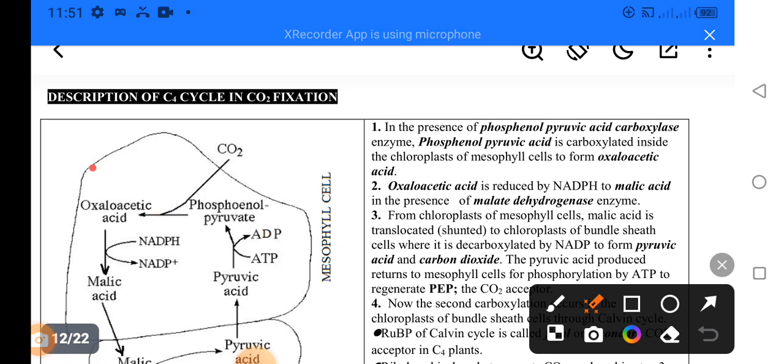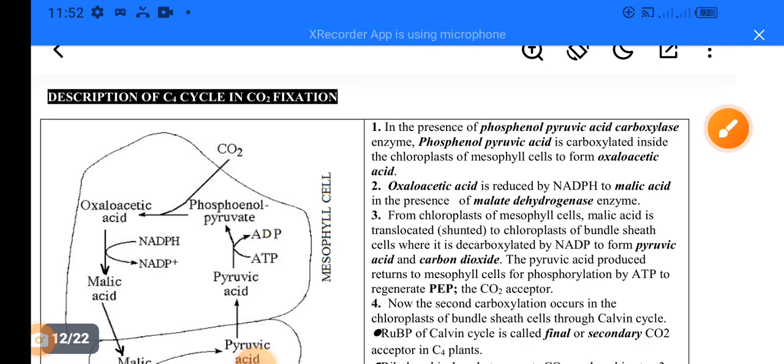This 4-carbon compound is reduced by NADPH to form malic acid in the presence of the malate dehydrogenase enzyme. Then this malic acid is translocated, or shunted, into the bundle sheath from the mesophyll. From the chloroplast of the mesophyll cells, the malic acid is translocated to chloroplasts of the bundle sheath cells, where it is decarboxylated by NADP to form pyruvic acid and carbon dioxide. The pyruvic acid produced returns to the mesophyll cells for phosphorylation by ATP to regenerate PEP, the carbon dioxide acceptor.